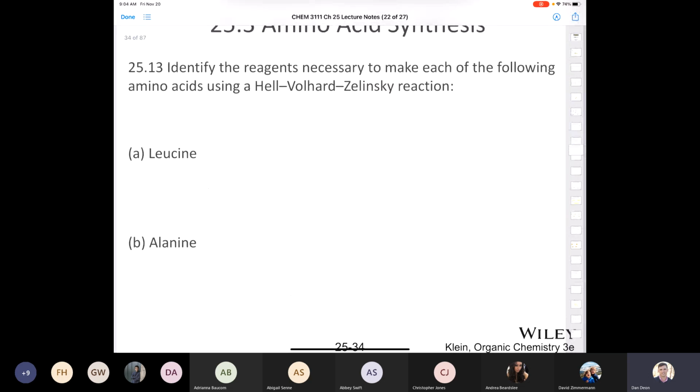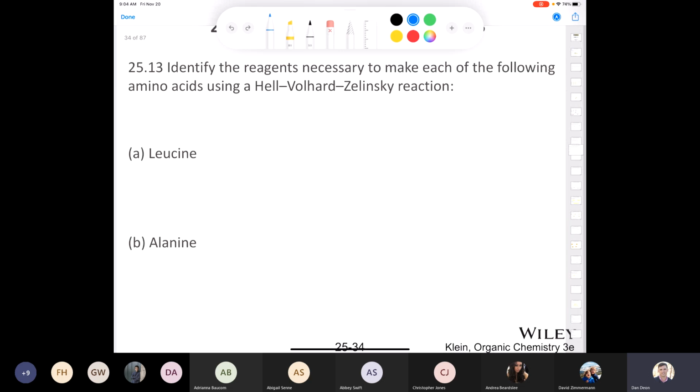Let's switch gears and try some practice problems. I got a bunch here. I really have a real pile of them before we get into peptide synthesis in the second part. So I don't know if I have time to go through all these practice problems, but we'll look at a few here. It says, identify the necessary reagents in order to make the following amino acids using a Hell-Volhard-Zelinsky reaction. Well, remember that this is going to be an achiral synthesis, right? We're going to get a racemic mixture.